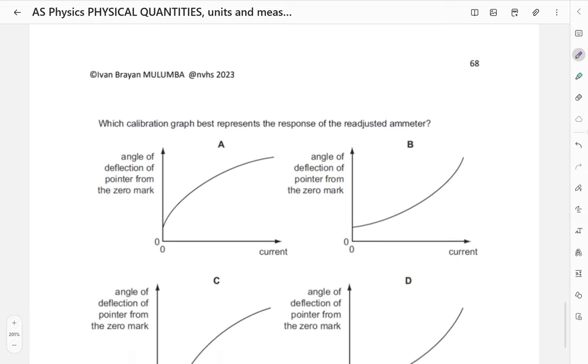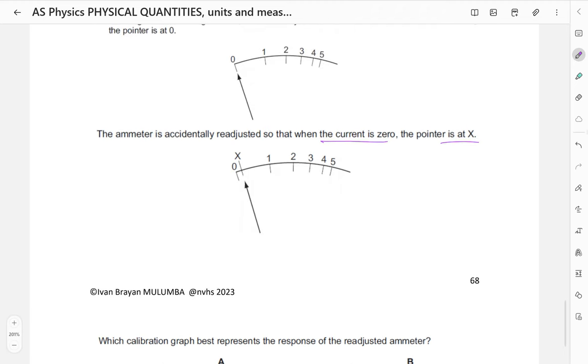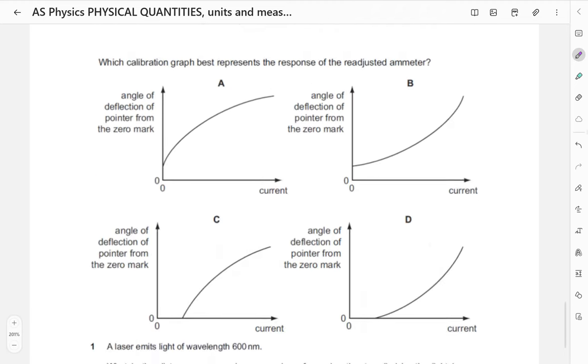So if it is accidentally readjusted and reads x when the current is zero, it means, remember, current is on the x-axis. So when there is no current, it should be having a deflection. So this one is out. It means there is a current when there is no deflection. This one also means there is a current when there is no deflection. So these ones are out. Yet there should be no current, but there is a deflection.